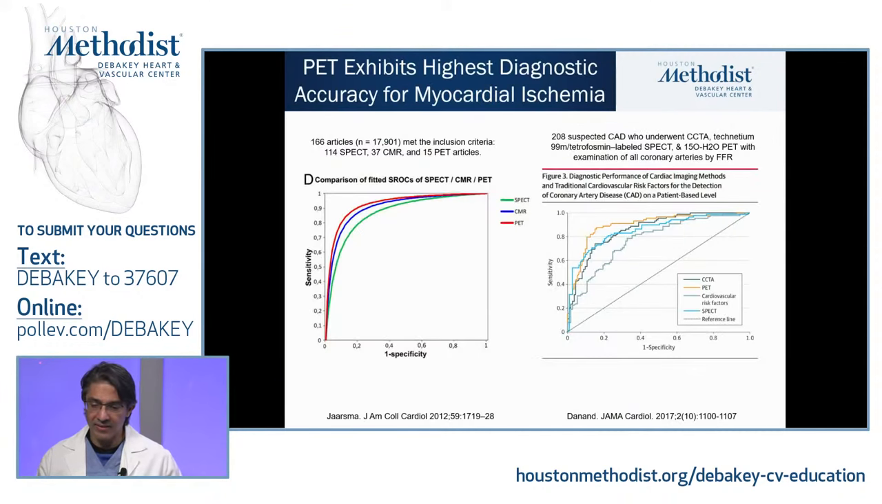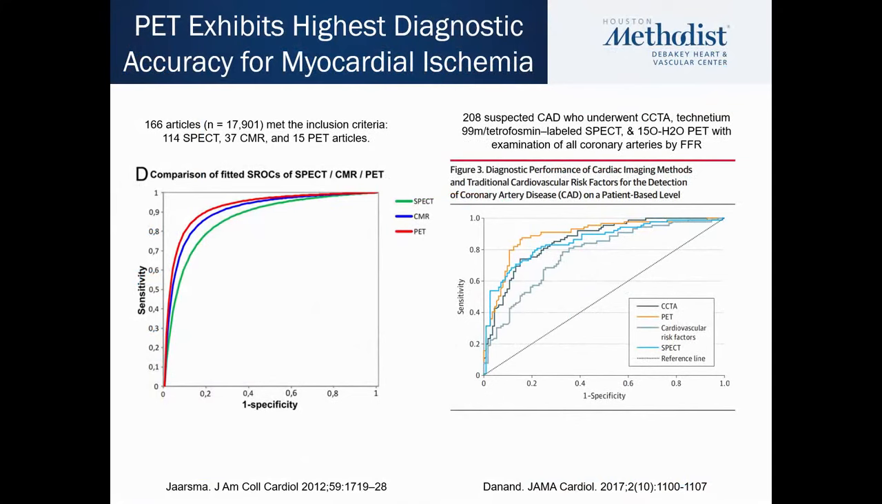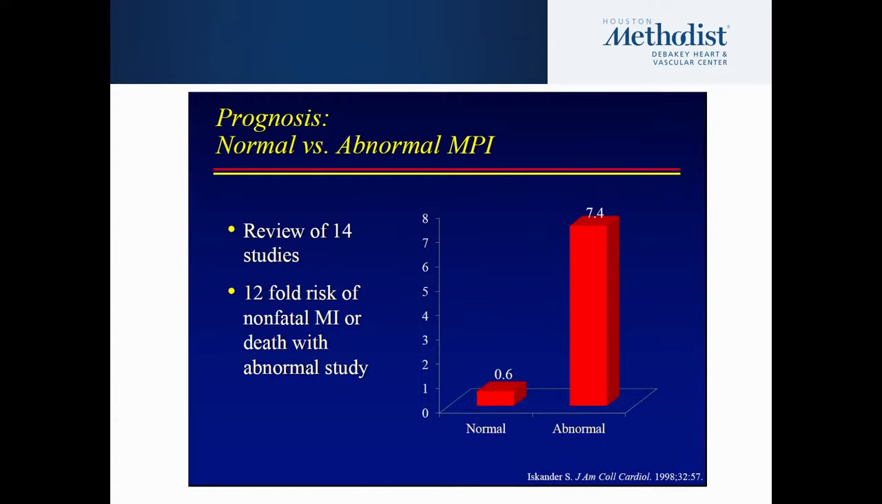When we look at diagnostic accuracy for PET, PET by far has the highest diagnostic accuracy. This is one study here looking at the three major tests, and you can see PET had the best AUC. Here is another study where the same patient was imaged with PET, SPECT, and CTA; again, the AUC for PET was the most robust.